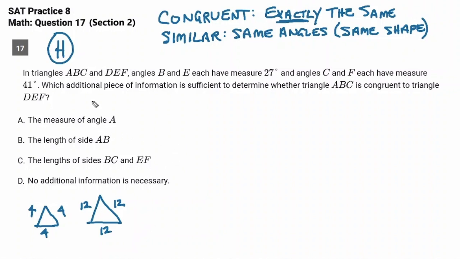Let's do this problem. In triangles ABC and DEF, angles B and E each have measure 27 degrees. Angles C and F each have measure 41 degrees. Which additional piece of information is sufficient to determine whether triangle ABC is congruent to triangle DEF? So I want to write down what I want. Really helps to understand the question by writing it down. So just additional information, congruent.